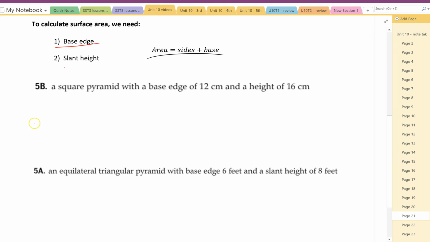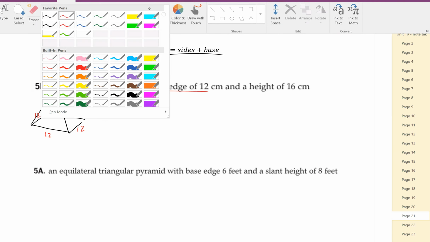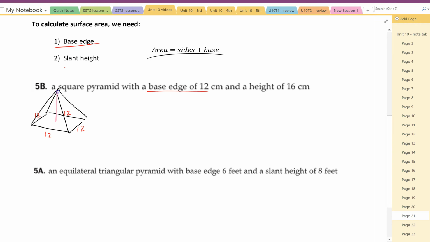So I'm going to sketch that out real quick. I have a square pyramid with a base edge of 12. So each of these is 12. And a height of 16 centimeters. So notice it didn't say slant height, it just said height. So this right here, a line from the top of the pyramid to the middle of the base, is 16. So I have the base edge, which is good, but now I need the slant height.